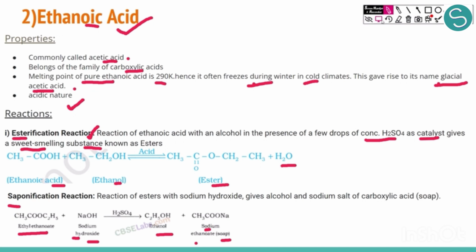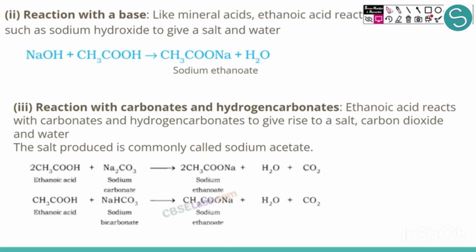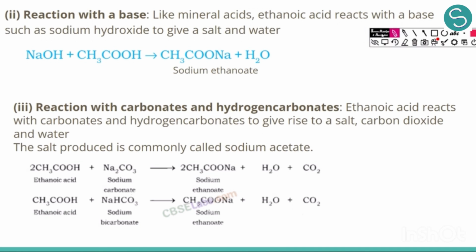Moving on to the next reaction of carboxylic acid, which is the reaction with a base. When ethanoic acid is reacted with the base sodium hydroxide, we know that ethanoic acid is an acid, and when any acid reacts with a base, it gives us a salt and water. Here the salt is sodium ethanoate, which is a soap, and which is the salt over here.